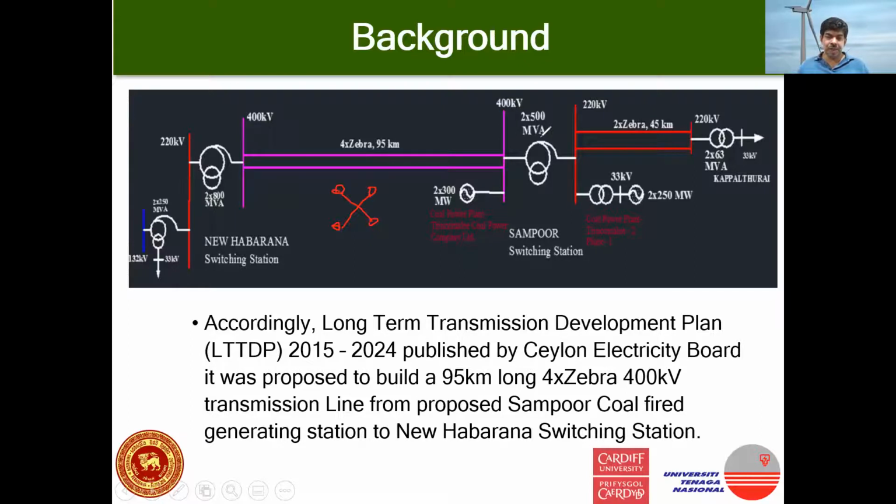But as I told you, this is an old story, because the new government, in somewhere in July 2021, decided that we will not add any more coal power plants to the Sri Lankan network. But I thought this would be a good example to show you the research process.